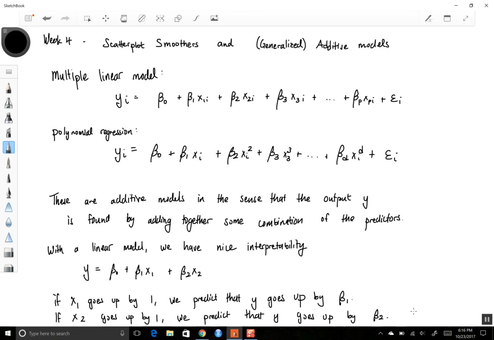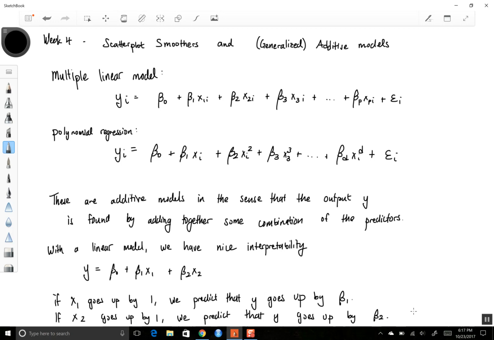Okay, and similarly with polynomial regression, you also have nice interpretability, except now it depends on some polynomial function of each variable. So now there's a quadratic relationship or a cubic relationship between y and the predictor x. Okay.